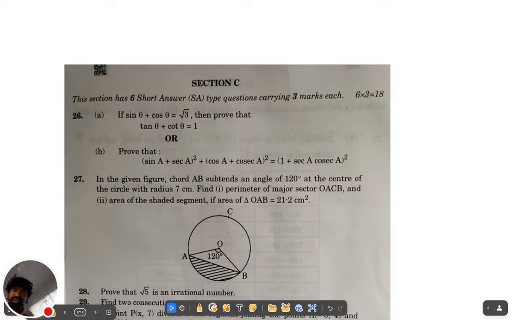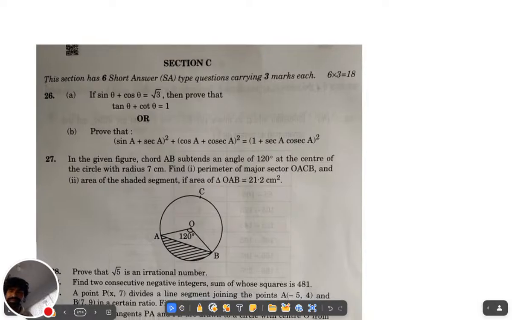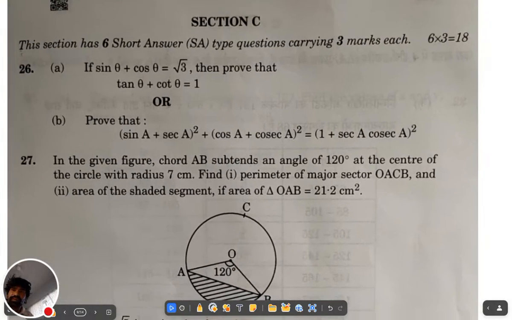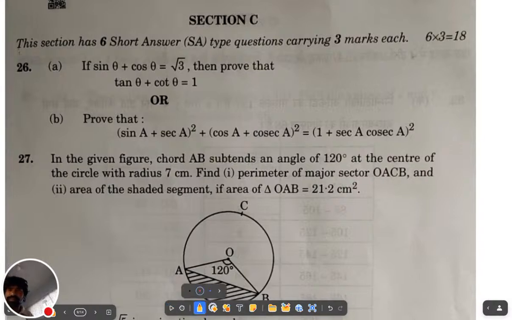Section C 26th A question. What is the Section C 26th question? If sin theta plus cos theta is equal to root 3, prove that tan theta plus cot theta is equal to 1. What is given? Sin theta plus cos theta is equal to root 3. So we have to prove tan theta plus cot theta is equal to 1. Let's find it.